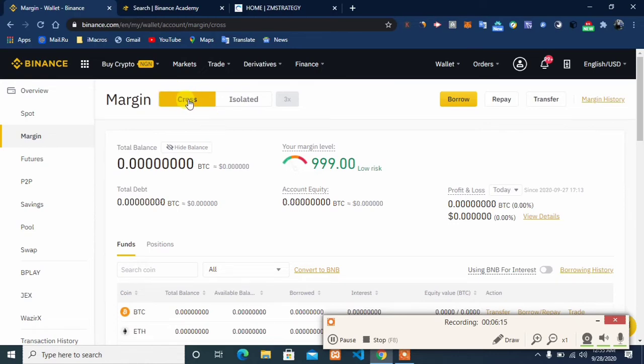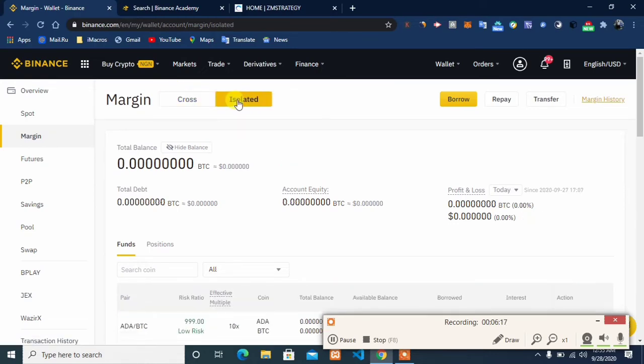Then if you're using the isolated way on the margin side, even though a big dump happened and the market started going towards your direction, the system will not take the money in your account balance. It will only affect the money that you used to take that trade. So that's just the difference between cross and isolated on Binance margin trading.